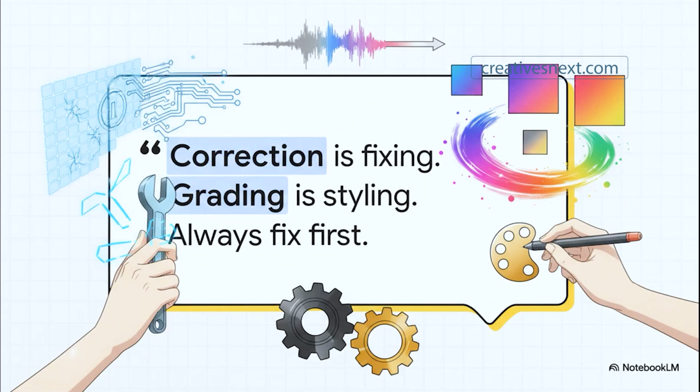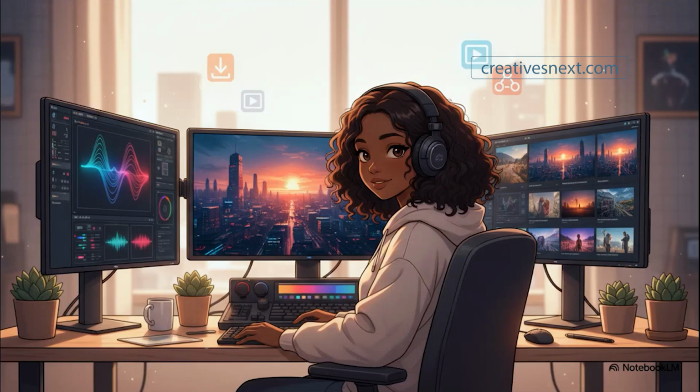Look, if you forget everything else, just remember this one thing. Correction is fixing. Grading is styling. You have to fix the problems before you can start adding your creative style. Always fix first. Now, the best way to get good at this is to just do it. Get your hands on some raw, uncolored footage and practice. There are tons of great websites where you can download clips for free. Just get in there, play with the tools, and start training your eye. It's the only way to really master it.